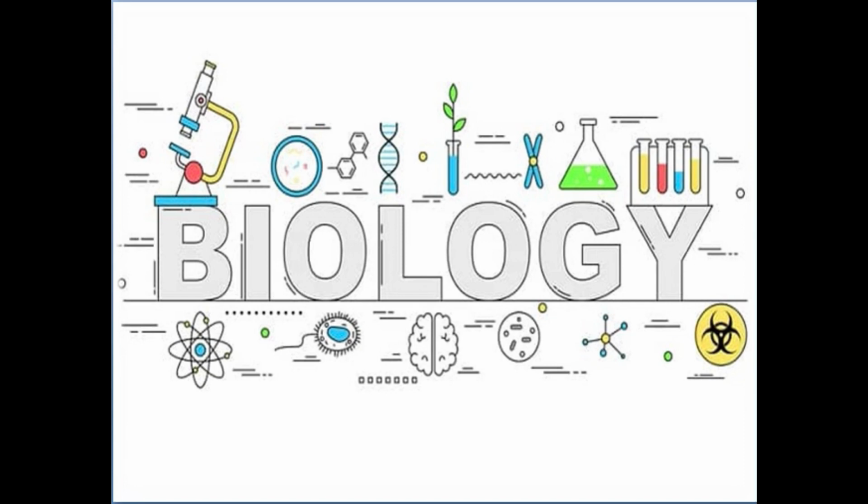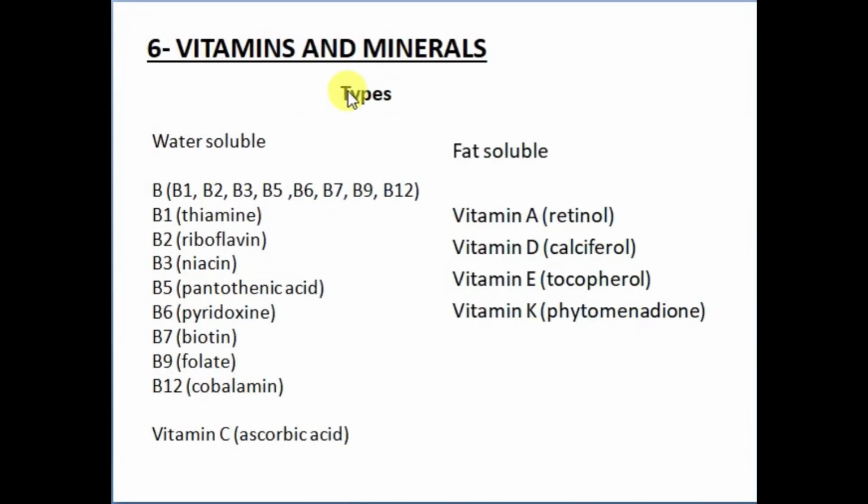Here we'll discuss vitamins and minerals. We have two types of vitamins and minerals. They are water soluble and fat soluble. And fat soluble ones are of four types. They are vitamin A, vitamin D, vitamin E, and vitamin K.